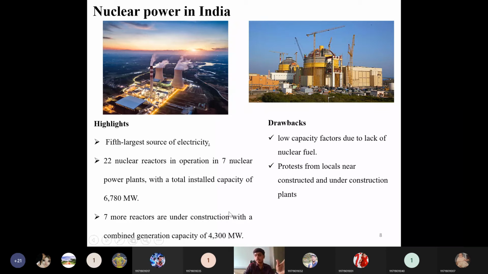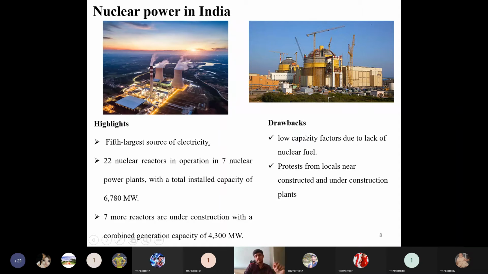I think the addition of this much electricity generation can happen. So until now we have this much electrical capacity using nuclear energy, which is 6,780 megawatts. But by 2025 or 2030, we will have the additional capacity of 4,300 megawatts. These are the highlights of Indian nuclear power generation.